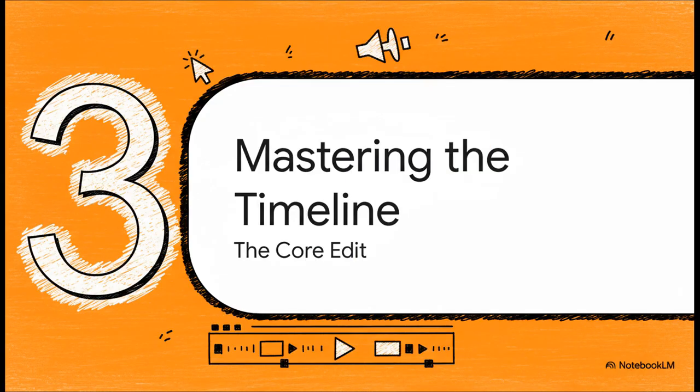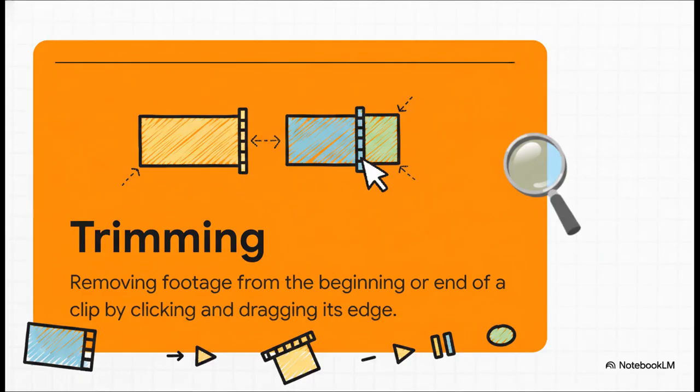Okay, now we're getting to the heart of it all. This is where the magic of editing happens. But don't worry, it's not scary. In Canva, it really just boils down to 2 fundamental moves, trimming and splitting. This is how you start to shape your story. So first up is trimming.